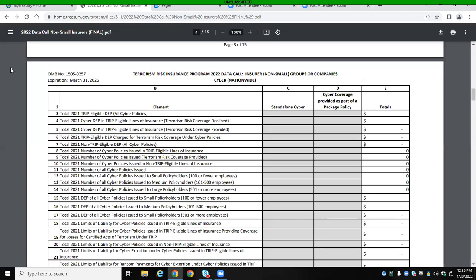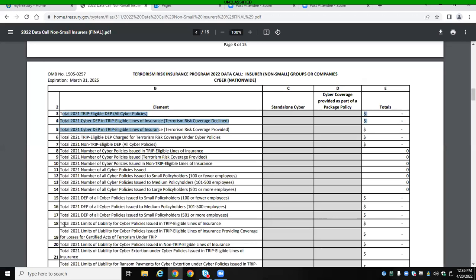All right, going through the sheet, lines 3 through 6, 8 through 9, and 18 and 19 request information concerning premium, number of policies, and limits for cyber policies in the TRIP eligible lines of insurance that has been previously requested and we are continuing to request. So again, while the lines have moved somewhat because we've restructured the form a bit, those lines 3 through 6, 8 through 9, and 18 through 19 are basically getting at the same sort of information you've been requested to report in prior years, so you should continue to respond to those questions as you have in the past.